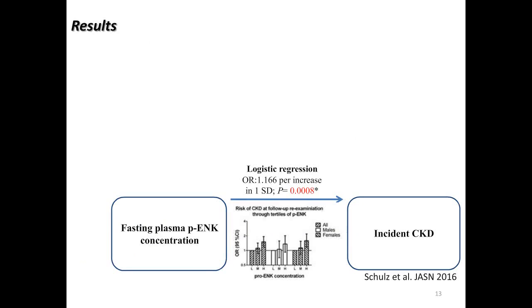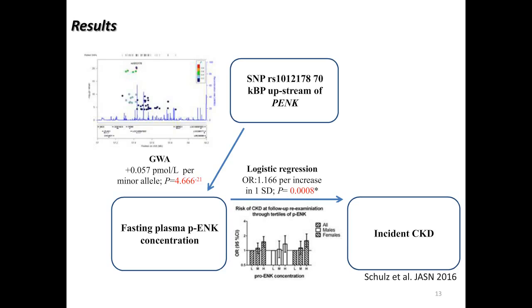Finally, we were very interested to find out whether this is causal or not. This means that we already know, as I showed you, and this is just expressed per standard deviation change, that fasting PENK is related to the independent risk of incident CKD. So we did a genetic screen, a genome-wide association study. And don't get confused now. This is not saying that all that we are finding here is genetics. No, genetics explains just a tiny proportion of proenkephalin levels.